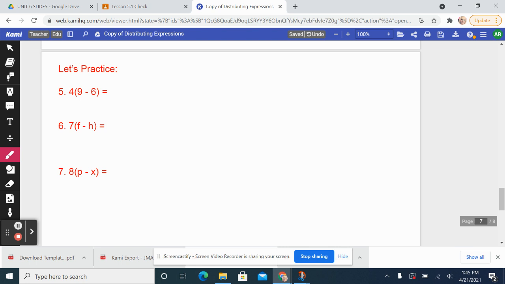So for that first one, you technically could do 9 minus 6 and multiply that to 4. But I'm going to keep going. So 4 times 9 minus 4 times 6. Now keep note, this minus needs to stay. You need to keep the sign or the operation that is in the problem. That does not change or go away. So this becomes 36 minus 24. Well, 36 minus 24 is 12.